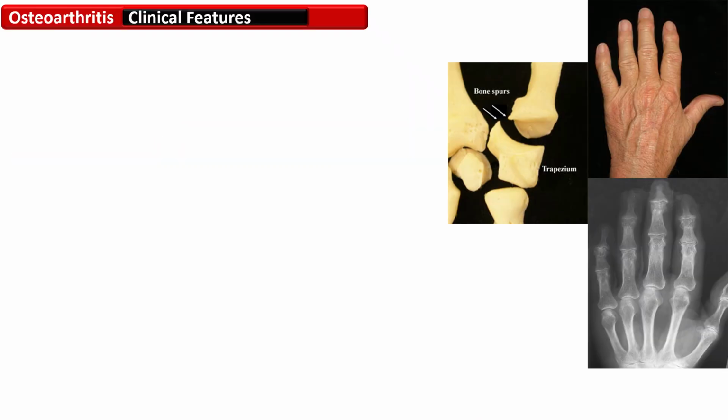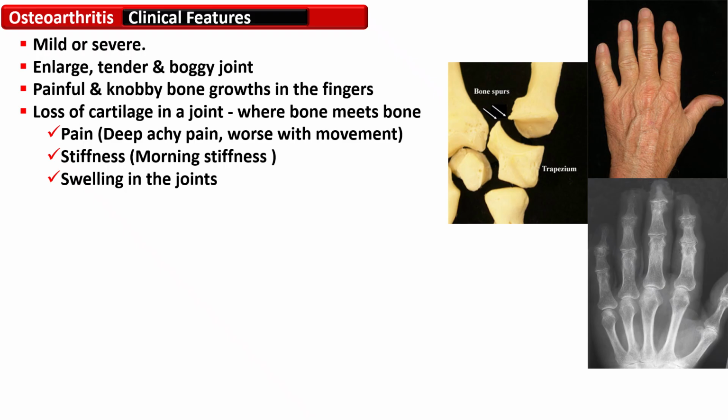Patient of osteoarthritis is usually an old-aged man or woman. If the signs and symptoms are present in a younger individual, the underlying cause for the osteoarthritis must be sought. The symptoms and signs can be mild or severe. The joint is enlarged, tender, and boggy. It is painful, and there can be knobby bony growths present in the finger, and loss of cartilage in the joint will result in pain, which is deeply achy pain.